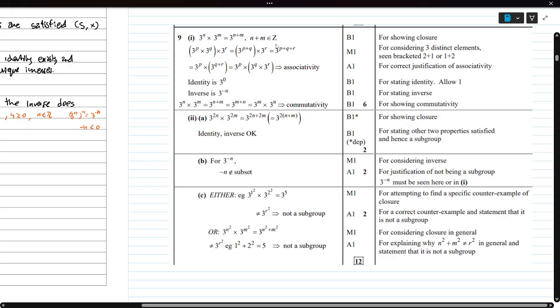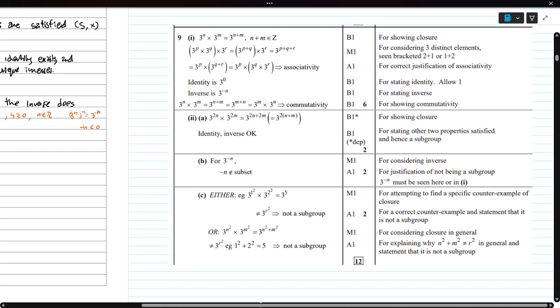So showing closure, okay, that's fine. Consider associativity, okay. You always have to consider three distinct elements: stating the identity, the inverse, and commutative. Okay, I would get all 6 marks, I think. Yeah, I mean, I would have to show identities and inverse, okay, and closure. So you basically have to pre-prove that it's a group. I just think it's silly for 2 marks.